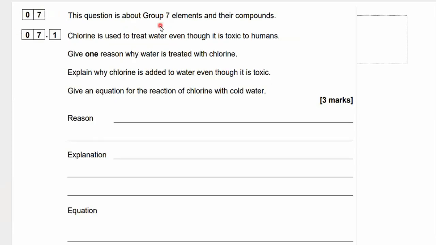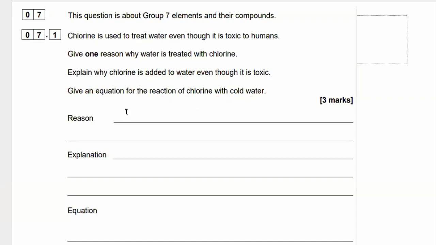Question 7. This question is about the group 7 elements and their compounds. Chlorine is used to treat water, even though it is toxic to humans. Give one reason why water is treated with chlorine. I bet you've all been in the swimming pool without your goggles and your eyes sting. That's the chlorine. Explain why chlorine is added to water, even though it is toxic. Give an equation for the reaction of chlorine with cold water.